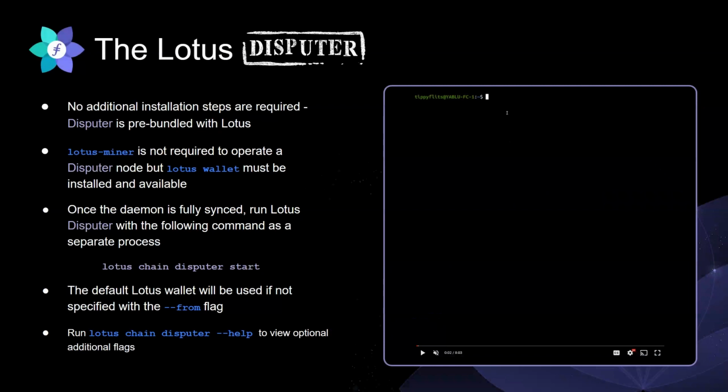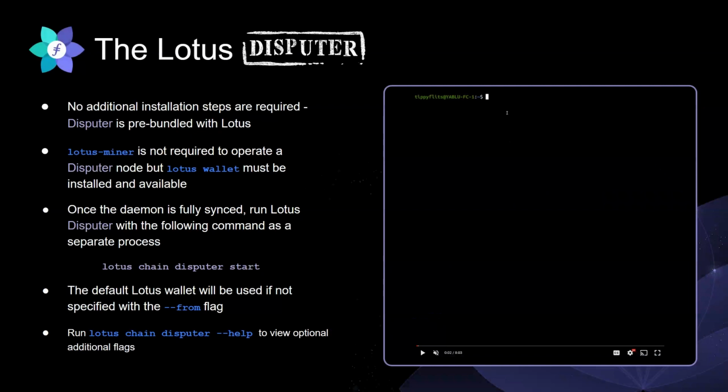Now let's move on to actually running the Lotus Disputer instance. Firstly, no additional installation steps are required. Disputer is already pre-bundled with Lotus. Lotus Miner is not required to operate a Disputer node, but Lotus Wallet must be installed and available.